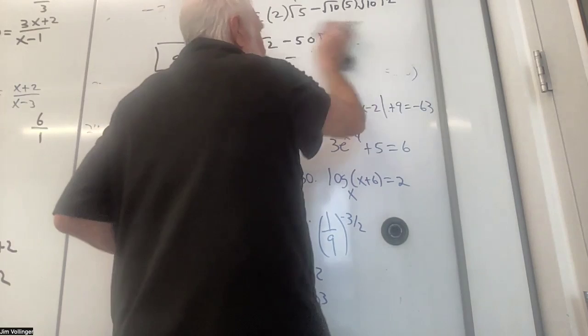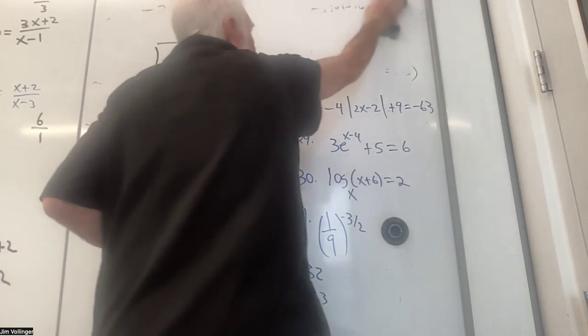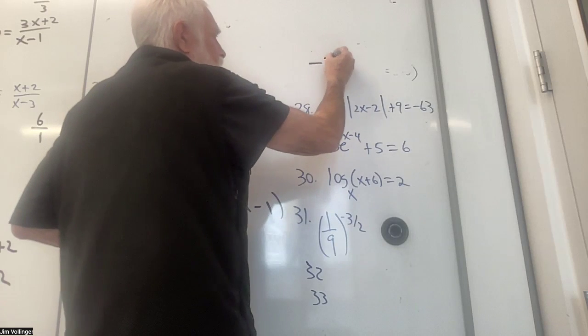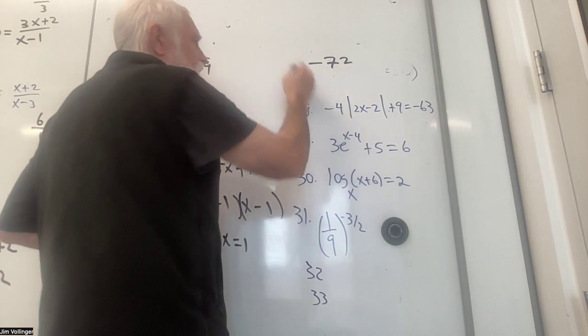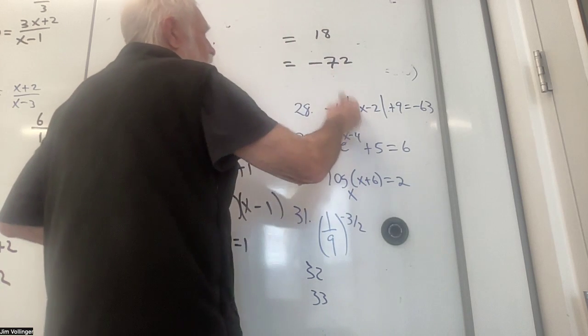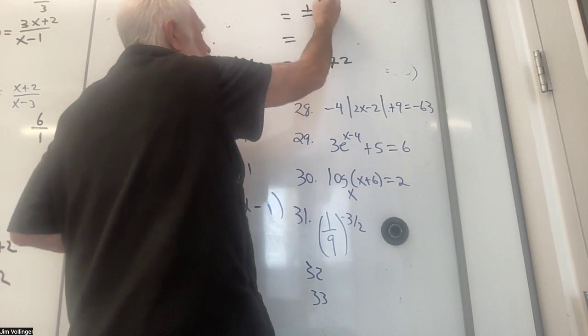Okay, let's cut to the chase on the absolute value problem. Let's just do the inverse. So I'm going to subtract 9. That's going to get me minus 72. I'm going to divide by -4. That's going to get me 18. I'm going to take the absolute value, which is plus minus 18.